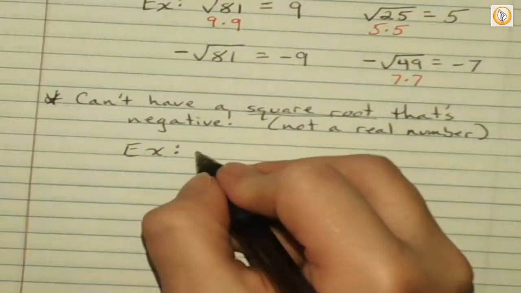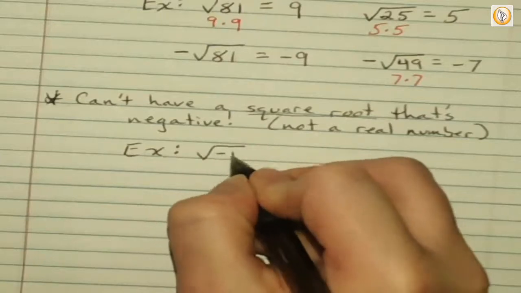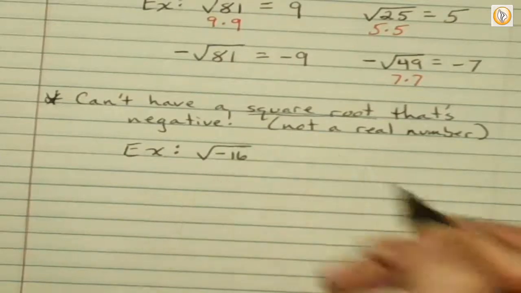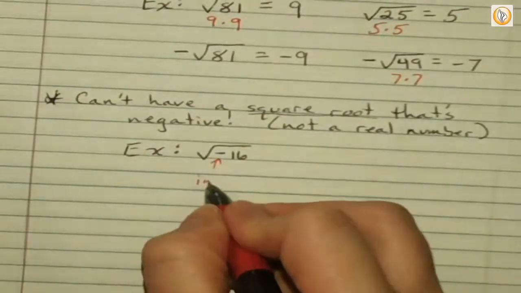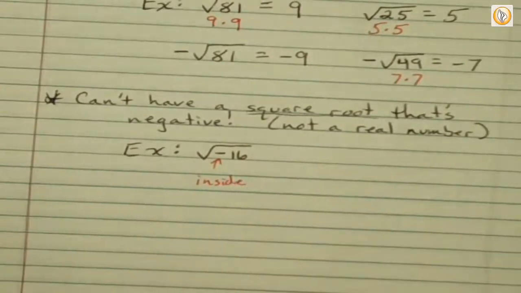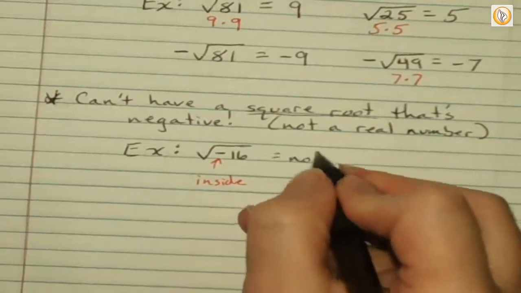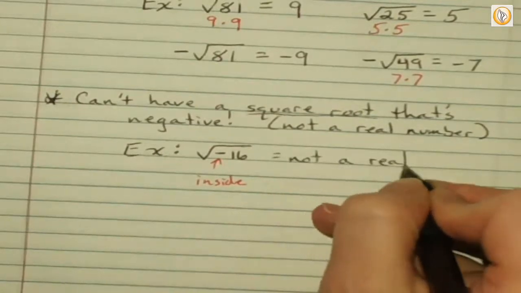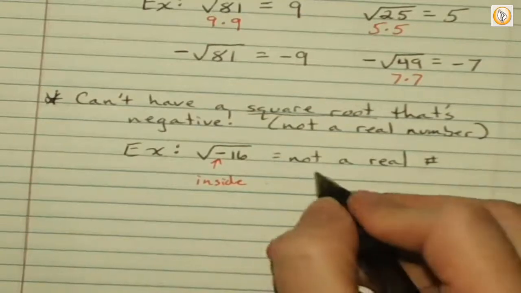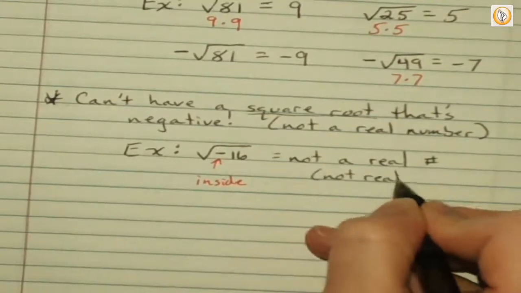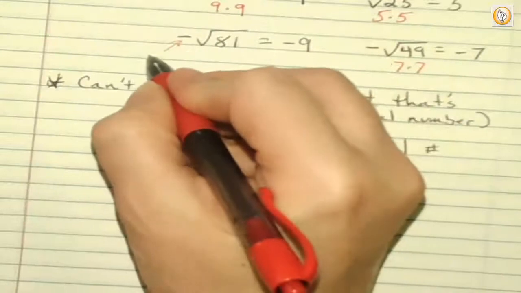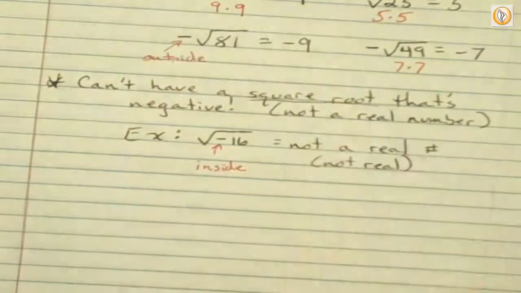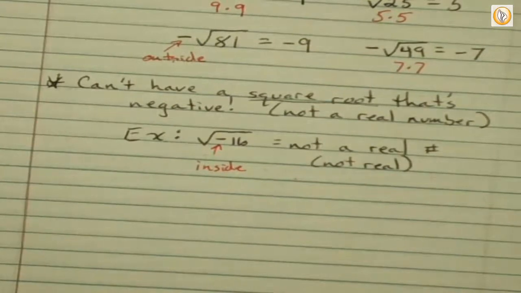So, for example, square root of negative 16. See that the negative sign this time is on the inside. That is not a real number. Or you can just say not real. We'll say this is outside, so it's okay. Inside is not okay.